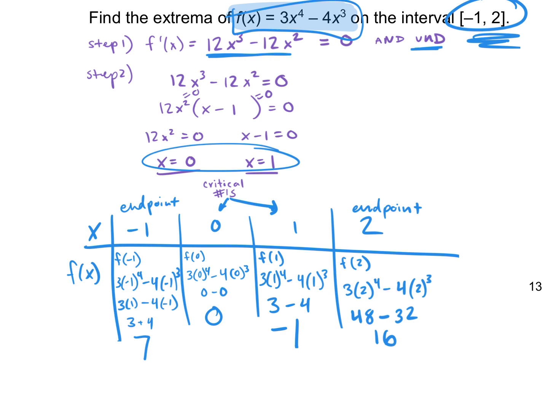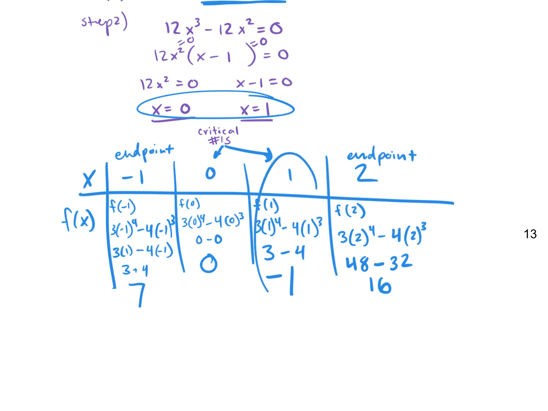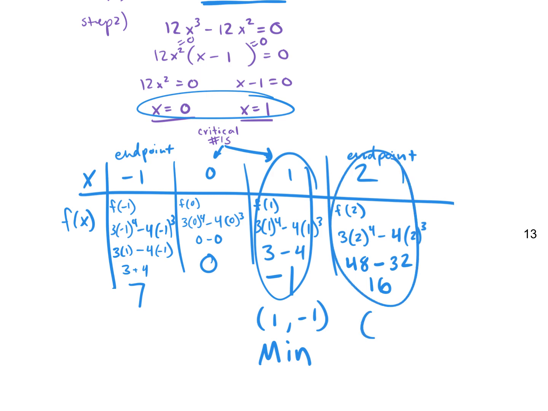Out of the y values that we have here, what's our smallest y value? -1. So at the point 1 comma -1, that is our minimum. What's our largest y value that we have? 16. So at the point 2 comma 16, that is our maximum.